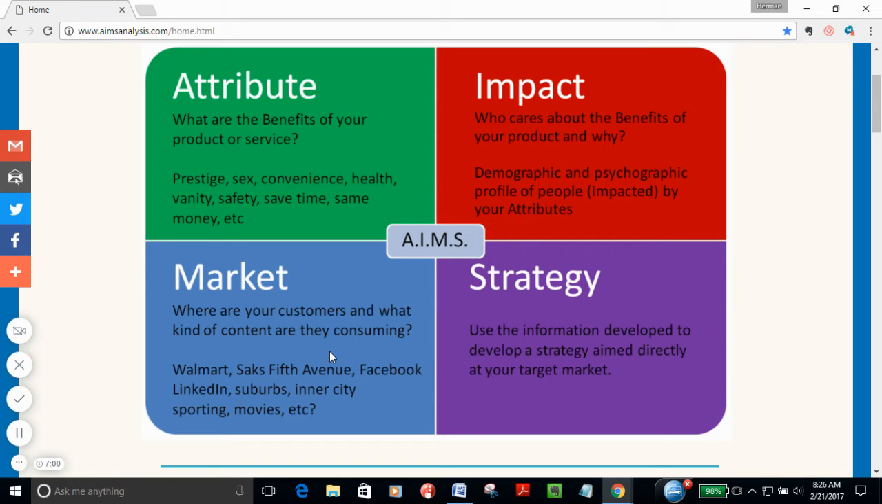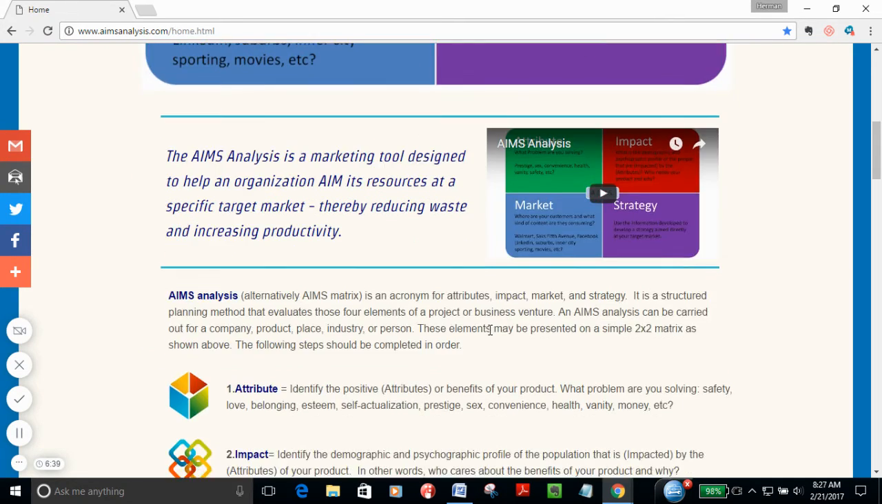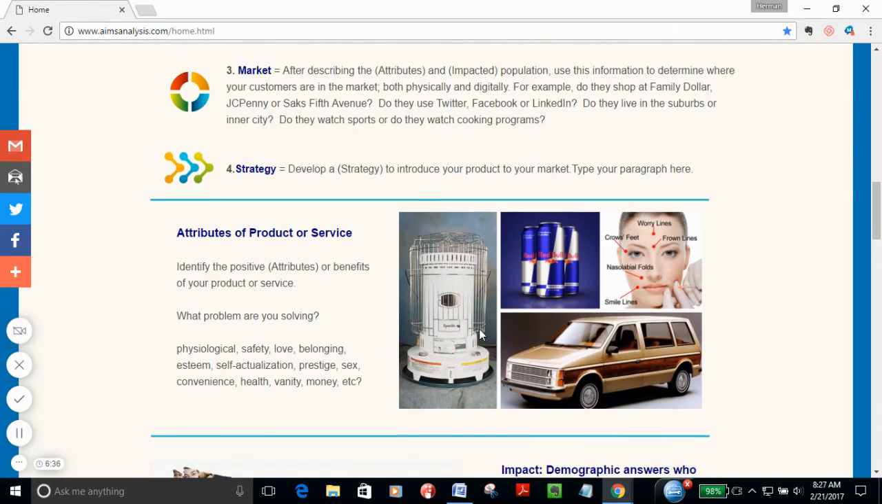And then market. We want to know where your customers are in the physical world, where they are in the digital world, and what kind of content they are consuming. And once you have the attributes, the impact, the market, you should be able to develop a strategy that, again, is aimed at a specific market. Aim.